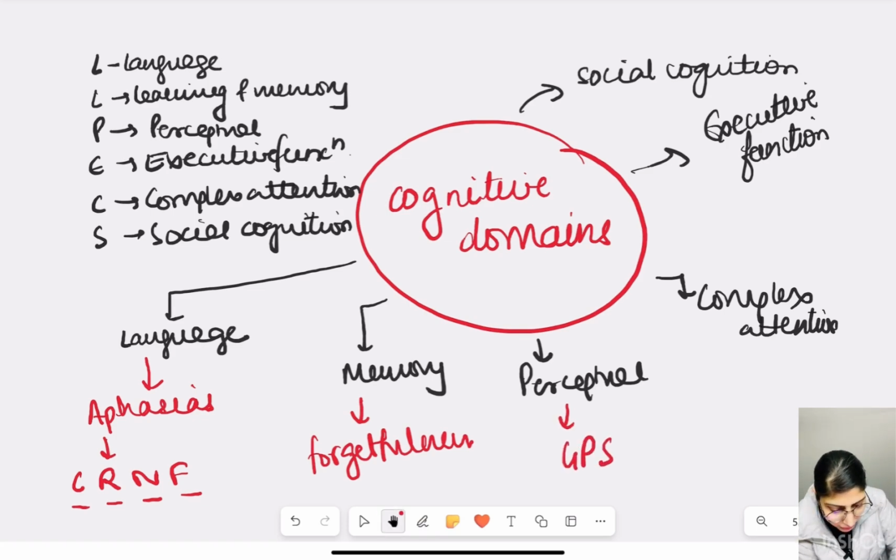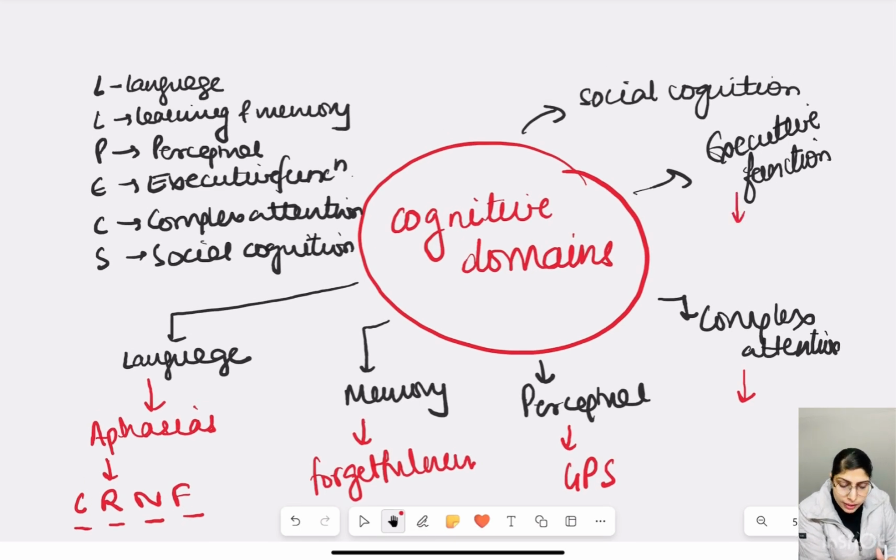Perceptual means again the brain's GPS, directions, left right orientation, our body's orientation in space, or other objects' orientation in space. So finding ways, finding directions to the washroom, to the kitchen, to the park, to the shopping mall, that is all included in perception. Complex attention is when you tell them about something and they feel lost, right? So they don't seem to be attentive. But this is because one of the lobes, the frontal lobe, is affected.